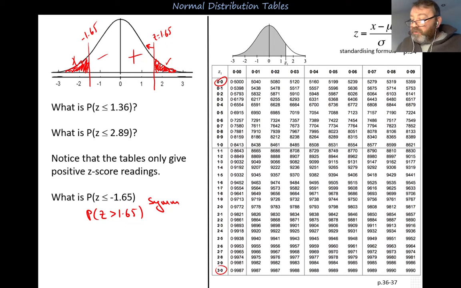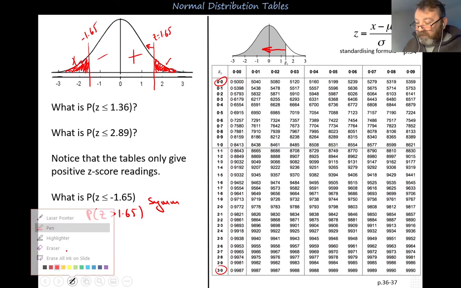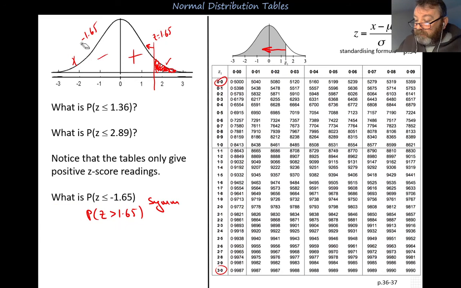Now, how do I get the area in front of a Z-score? You can't. It's not in the tables. Tables only give you the area that is to the left. So instead, what we do is the following. I'm going to take these here away for a moment and show you. All right, so instead, we do the following.